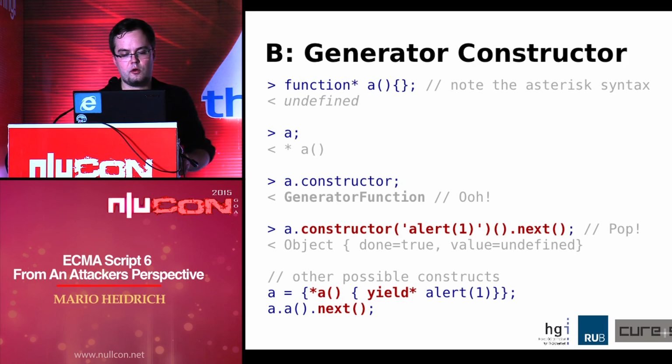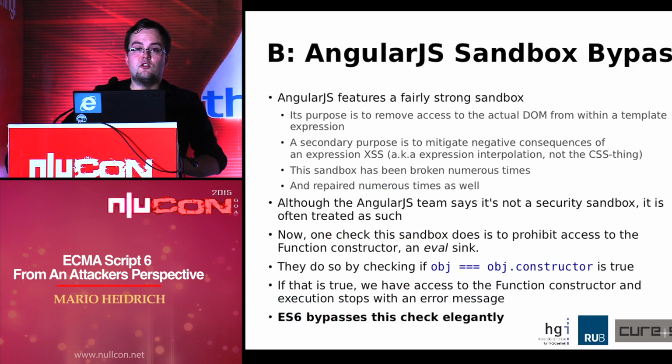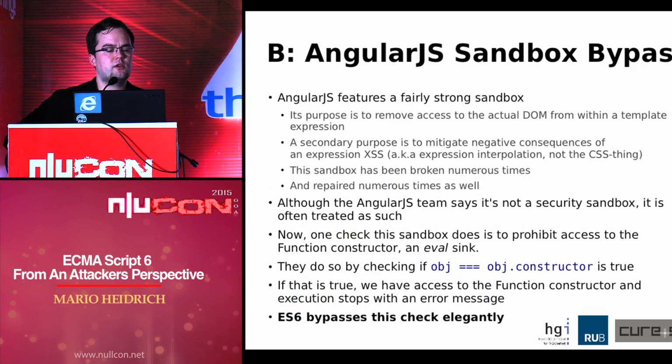You can do other possible constructs here. You can, for example, define this function, and then you have the asterisk, and then the label, and then you have the yield, and then you have another asterisk to make sure that it's yielding properly, and then you give back the alert, and then you call the next, and then of course it would error as well. But this is maybe interesting if you, for example, want to trick a parser. Really interesting, however, is that with generator functions, you can easily bypass the AngularJS sandbox.